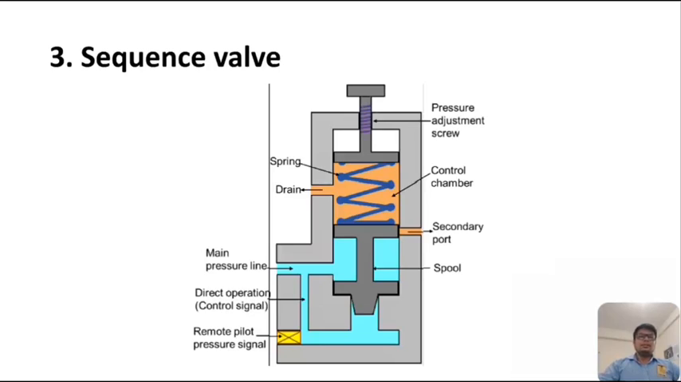The secondary port is usually closed by the spool. The pressure on the spool works against the spring force. When the pressure exceeds the preset value of the spring, the spool lifts and the fluid flows from the primary port to the secondary port. Now, for remote operation, the passage used for the direct operation is generally closed, and a separate pressure source for the spool operation is provided in the remote operation mode. So, this is the sequence valve.